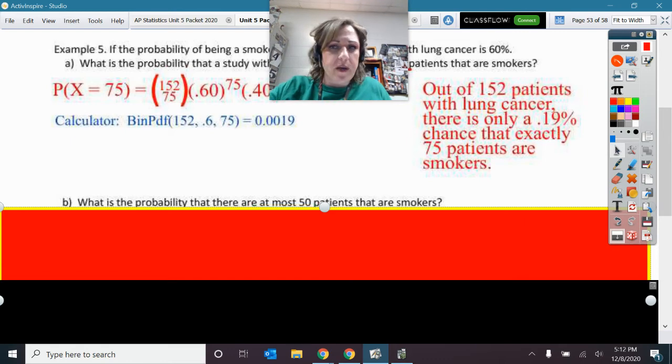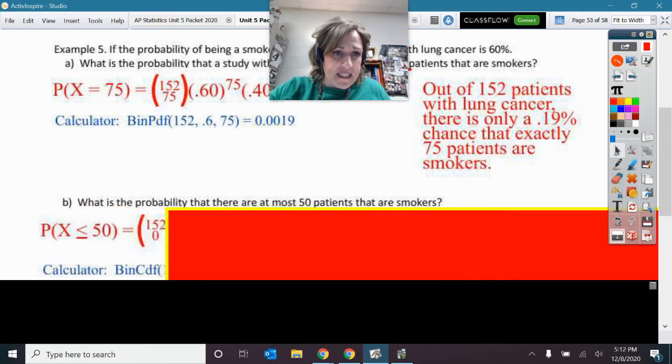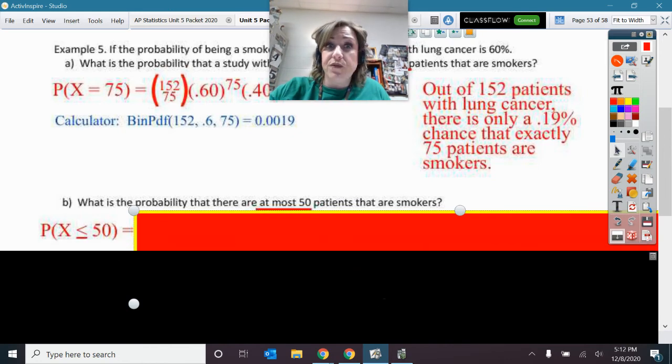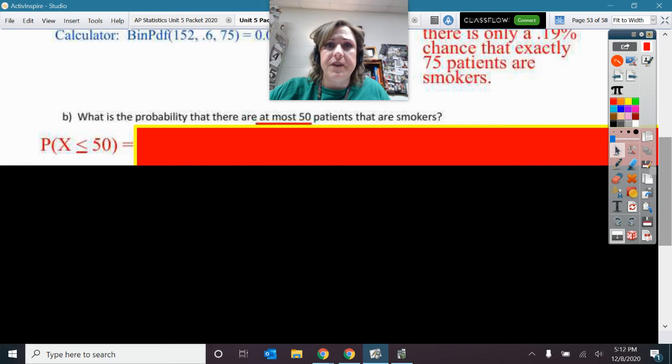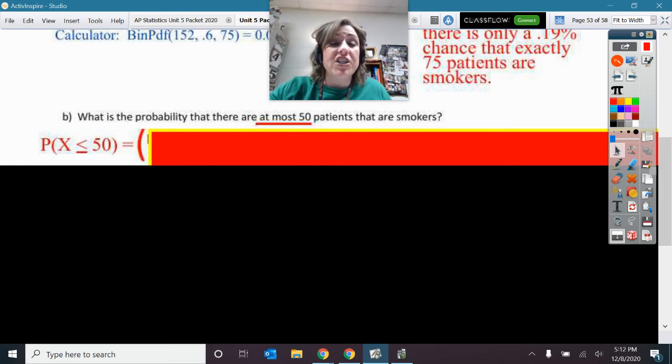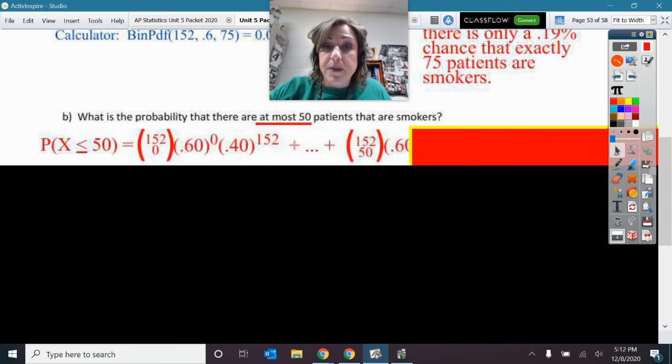All right, so here we go on this. We want at most 50. Okay, so at most 50, that means that we want 50 or less. So we can have 50. All right, so our sequence will go from 0 successes up to 50 successes.